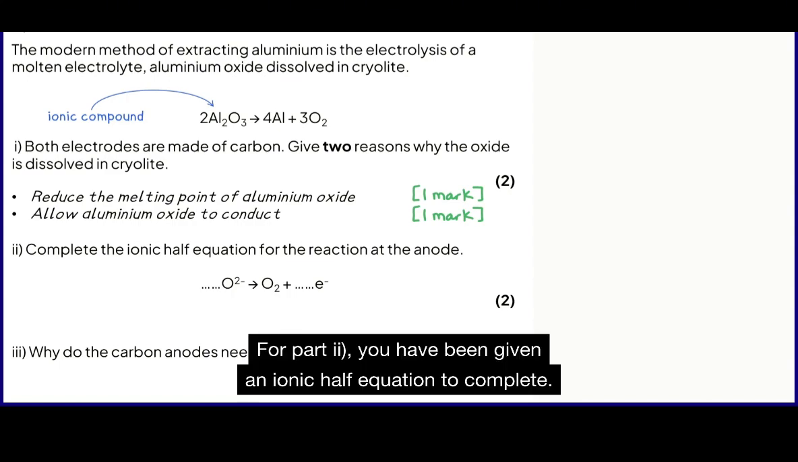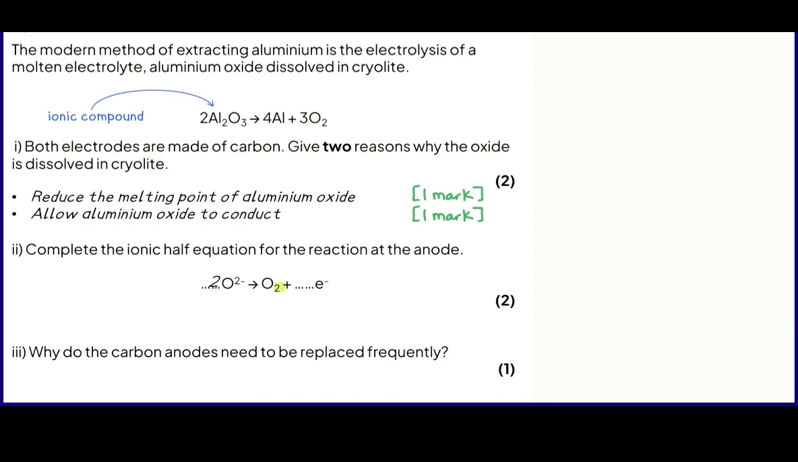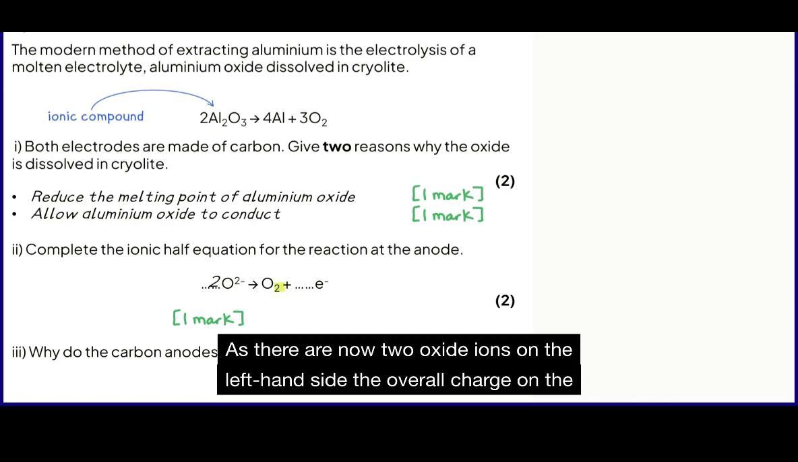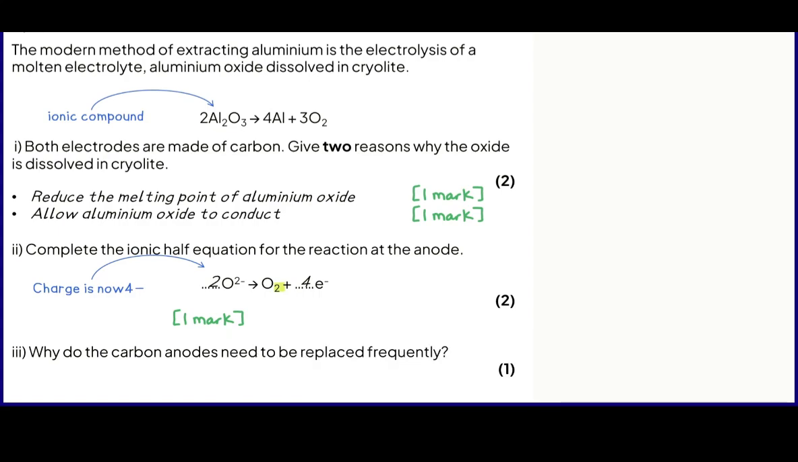For part 2, you have been given an ionic half equation to complete. To balance this equation, it must be balanced for atoms and charge. There are 2 oxygen atoms on the right-hand side, so a 2 is needed on the left-hand side. This gains the first mark. As there are now 2 oxide ions on the left-hand side, the overall charge on the left-hand side is 4-, so we now need a 4 in front of the electrons. This will gain you the second mark.